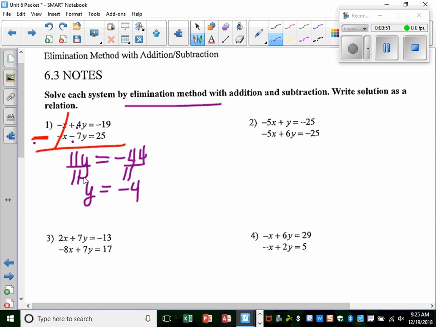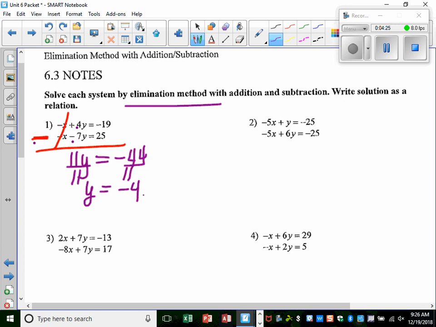So again, it's a little bit faster than substitution, okay, because you eliminate one of the variables right away and solve for the one that's left. Now, I'm not finished, because which variable am I missing? X. So all I have to do now is go back to the first equation or the second equation and replace y with negative 4 and solve for x. It does not matter which one you replace it with. You can do it in the first equation or the second, you will get the same answer.